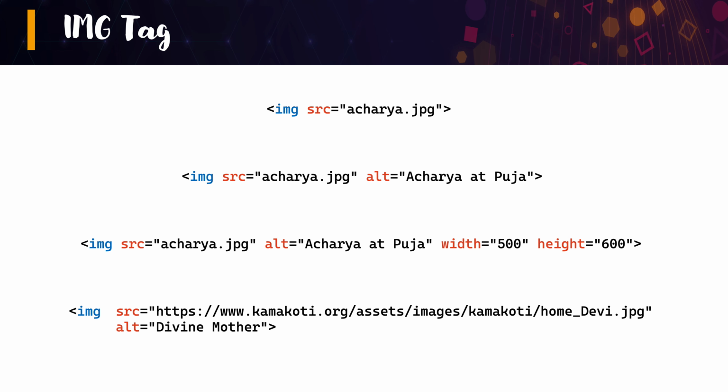Okay. Now what happens when the browser sees this? It knows that it has to get this file called home_devi.jpg, and that file is available on the server kamakoti.org. So the browser immediately tries to make a connection to that kamakoti.org server and tries to get that file. If the server gives that file, then the browser will display it. If the server does not give it, or if there is no internet available at that point in time, then just the alt text will be displayed. Okay, so these are img tag examples.